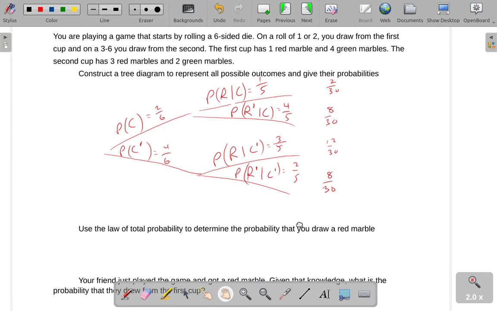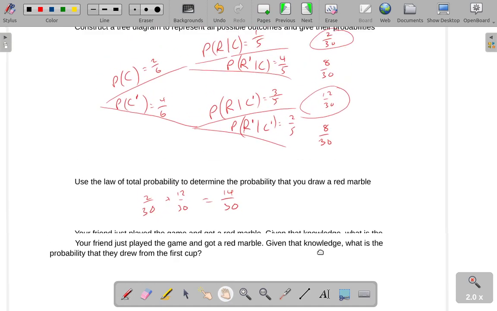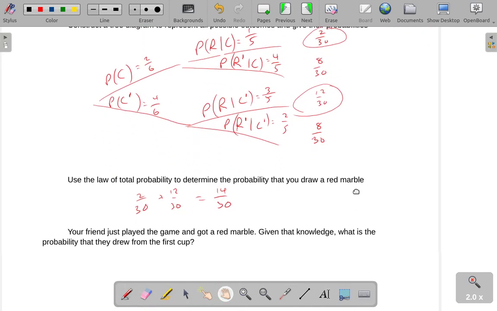Let's figure out, okay, let's use the law of total probability to determine the probability that I draw a red marble. So here and here, these are the two branches where we drew a red marble. You can see there's a red and a red there. Those are the two where we drew a red marble. So that would be 2 out of 30 plus 12 out of 30, giving us 14 out of 30. That would be the probability of drawing a red marble, just in general in this game.